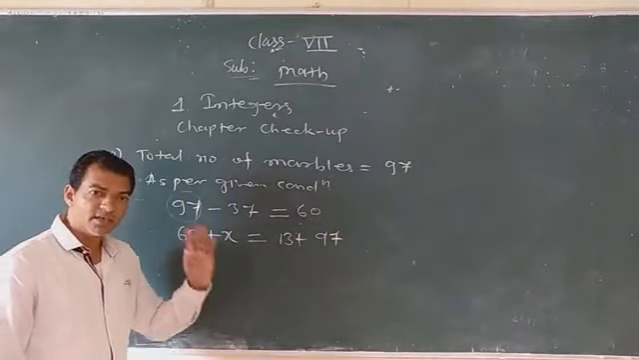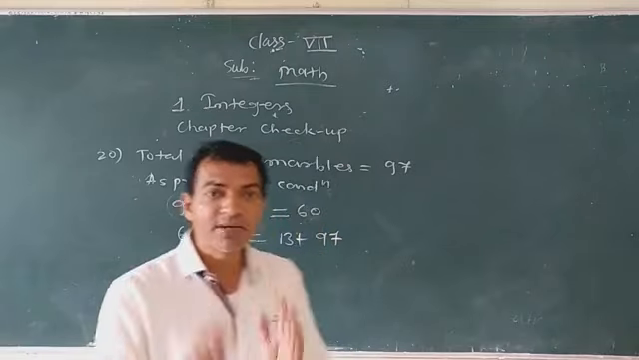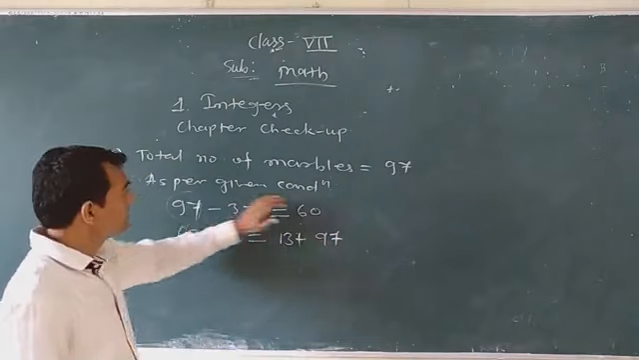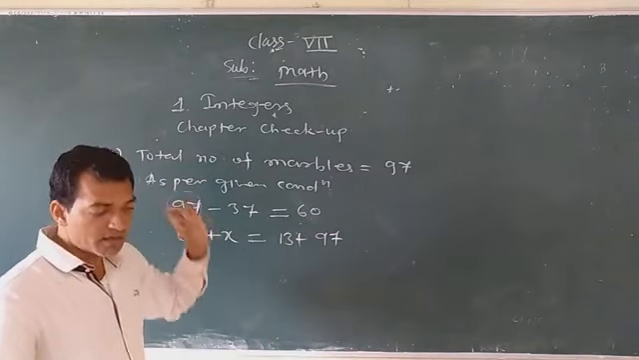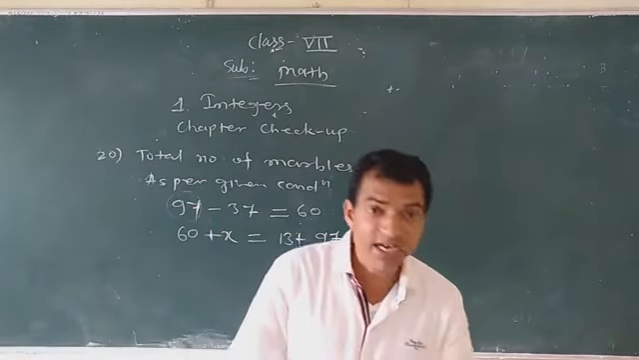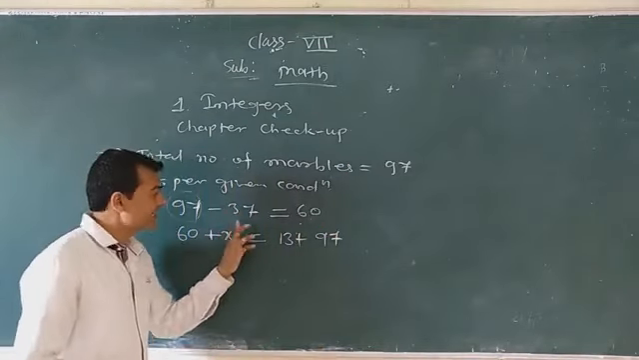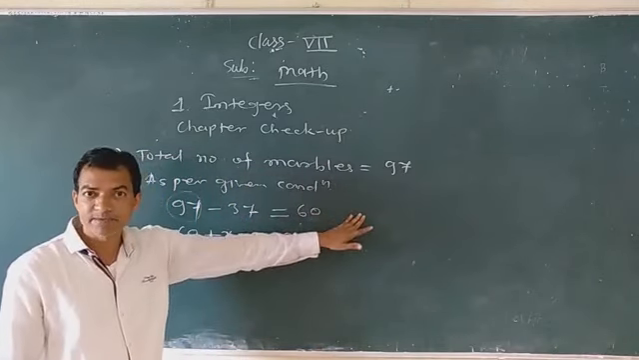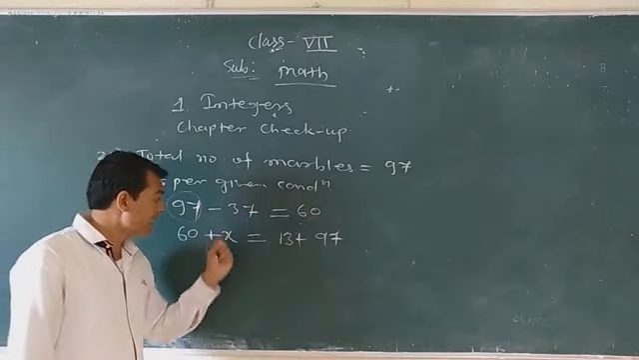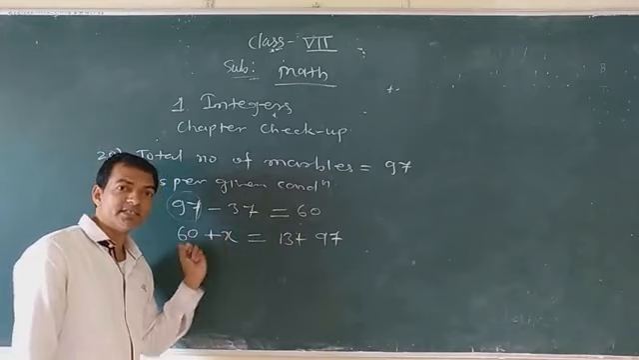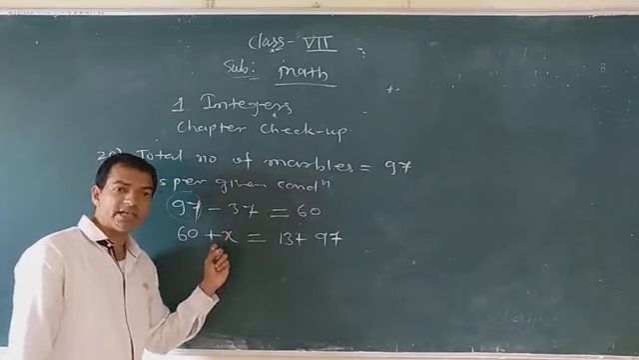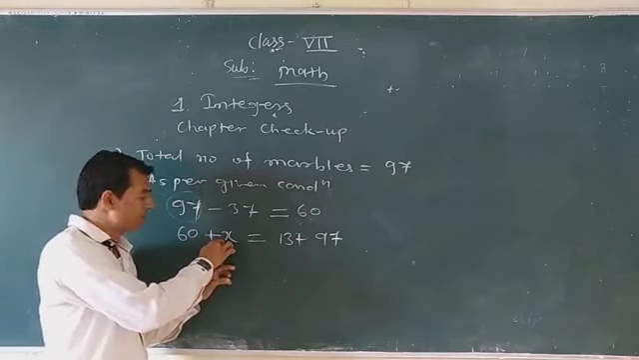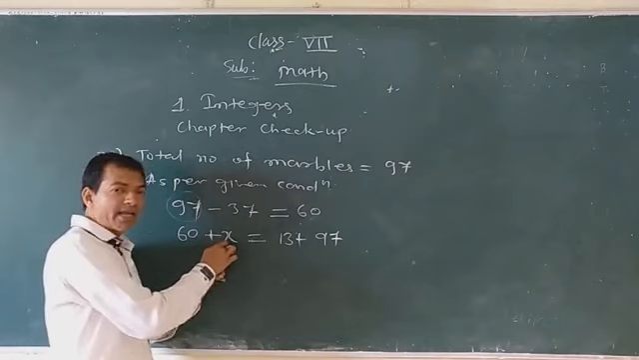Okay, understood this? Once again I am explaining to you. Total number of marbles, that is 97. Then as per given condition, who came? Geeta came and took away 37 marbles. This 97 minus 37 is equal to 60 marbles. Then Adrian came and added some marbles. After adding some marbles, we don't know that number. That's why we took here x.